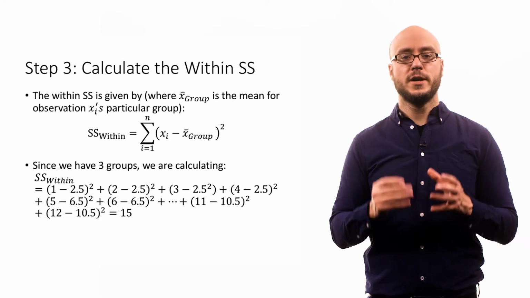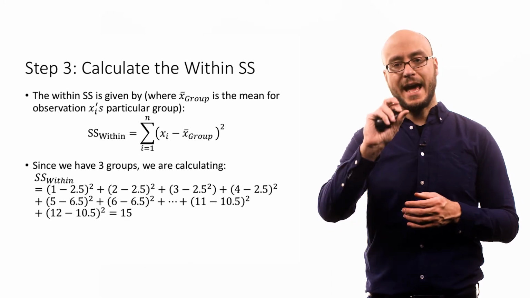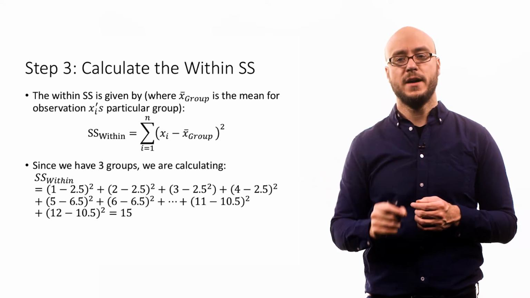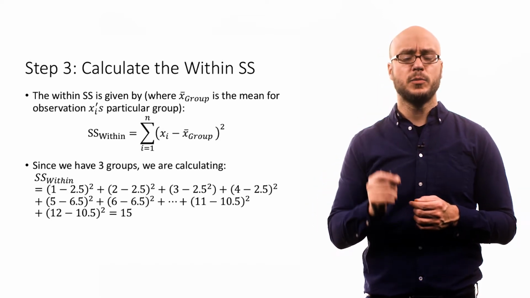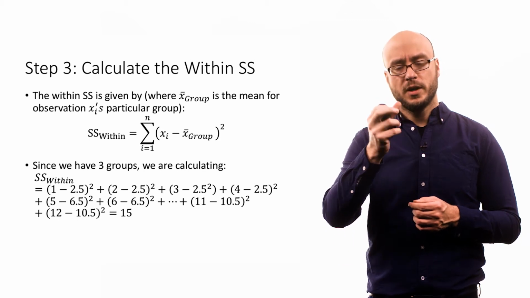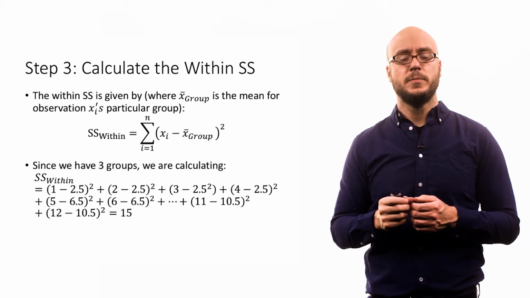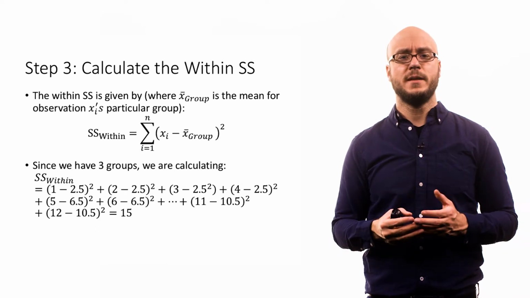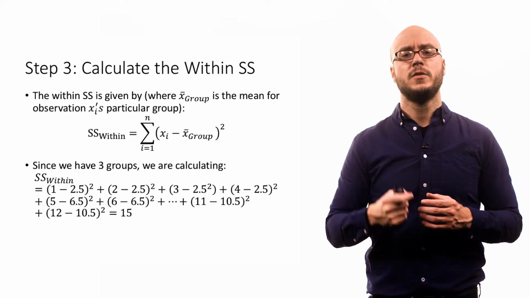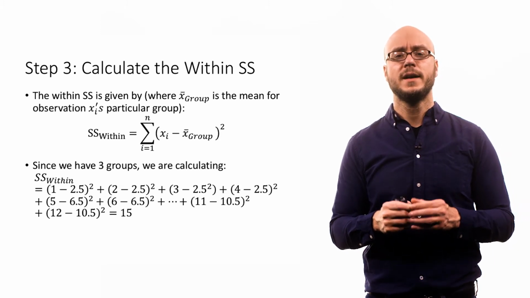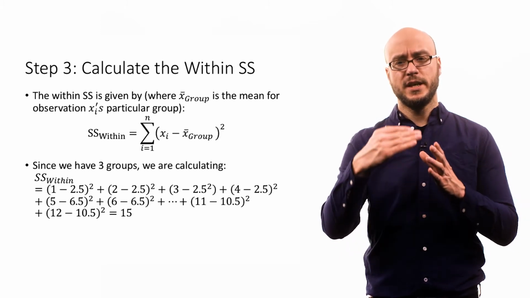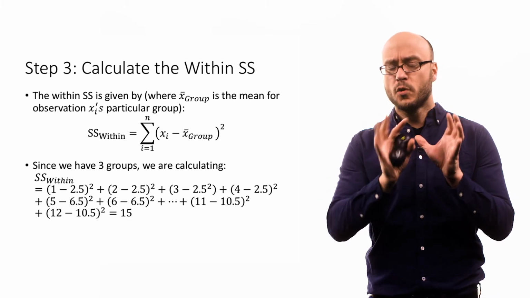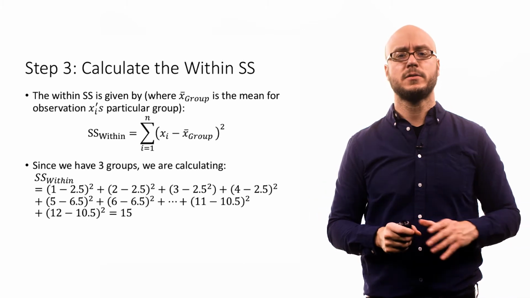So the mean of group 1 is 2.5, so we're going to see how far off all the people in group 1 are from 2.5. The mean of the second group is 6.5, so we're going to compare how far off those people are from the mean of 6.5, and the mean of that third group is 10.5, so we're going to see how far off those people are from 10.5. The idea is that we're seeing how much variability is there just within groups, ignoring the differences across groups.